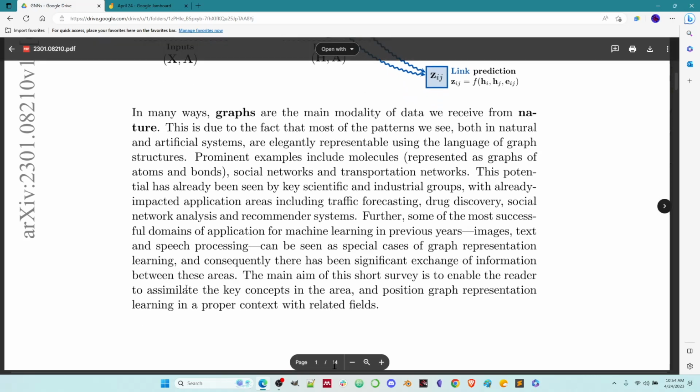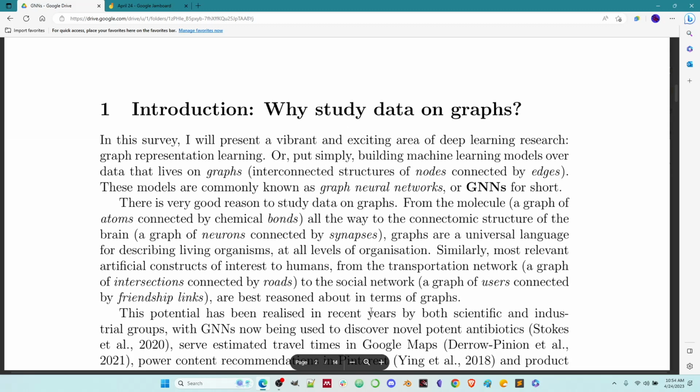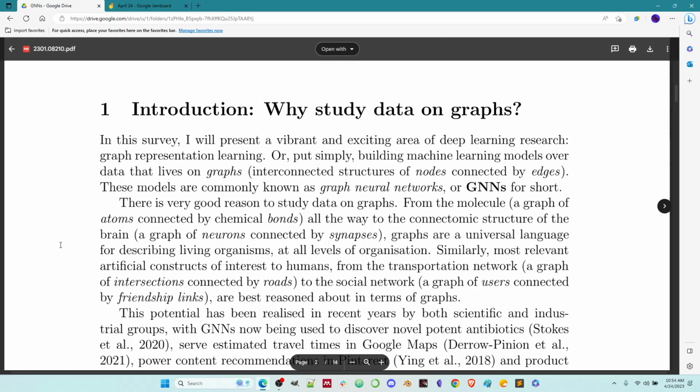The main aim of the short survey is to enable the reader to assimilate the key concepts in the area and position graph representation learning in a proper context with related fields. So what's interesting is that GNNs are kind of like phylogenetics in evolutionary biology. In evolutionary biology, phylogenetics is a field where we use directed graphs to find the true tree of life. And so we have a similar process. We take species, we take relatedness between species, we put it into a matrix, we optimize the matrix by certain rules, like what's the most efficient path through the tree for traits to be grouped together as having common ancestry. And then we can do these searches on a number of trees that are generated and find the true tree. And so we do this with graph neural networks.